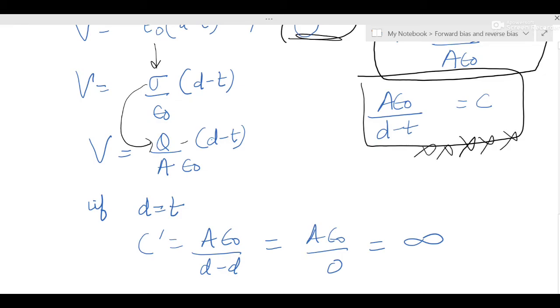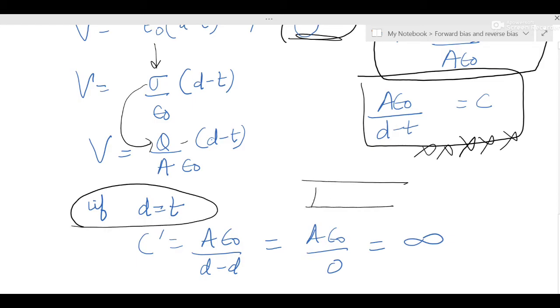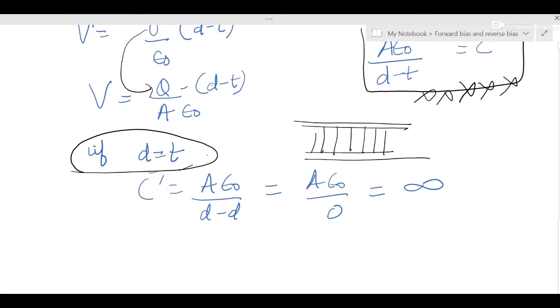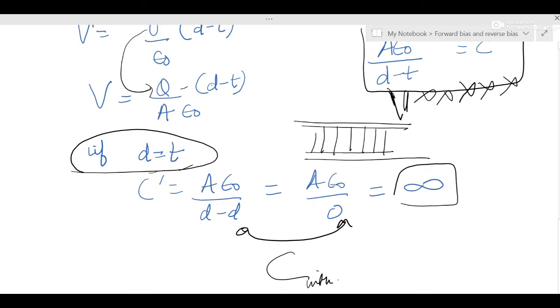Now special case, when metallic slab completely covers the capacitor, then D becomes equal to T. You can substitute here D and D. So it will become 0. 1 upon 0 is infinity. So capacitance with metallic slab, completely filled with metallic slab, completely filled is important, then it's infinite.